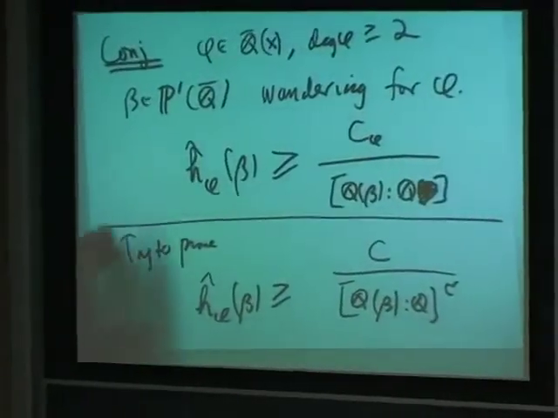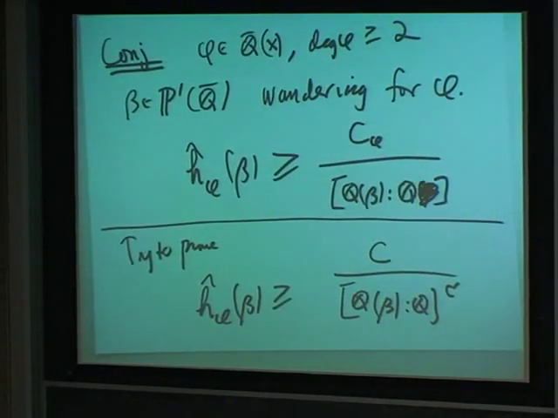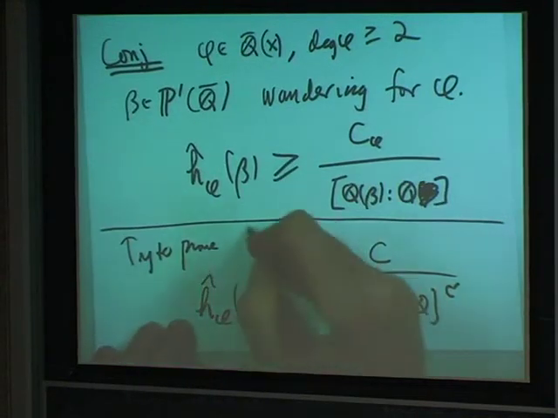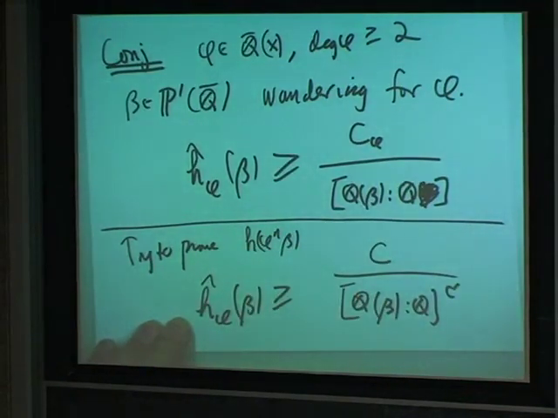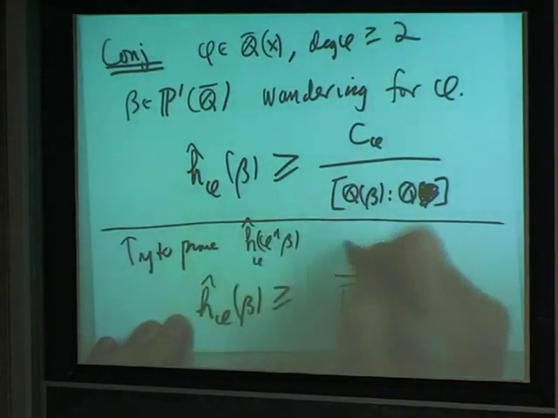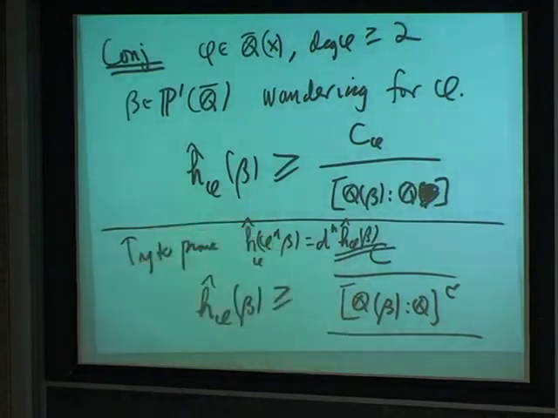And again, it'd be interesting dynamically and arithmetically, and also has potential applications to answering various questions about how points behave in orbits. Because remember, if you want to study the orbit of beta, how the height grows tells you how arithmetically complicated beta is getting. And this is growing like d to the n times the height of beta. So if you know the height of beta is not too small, it gives you an estimate for the points in the orbit as they get bigger and bigger.